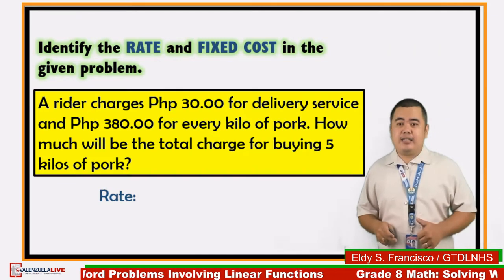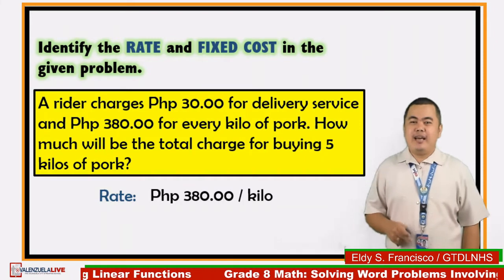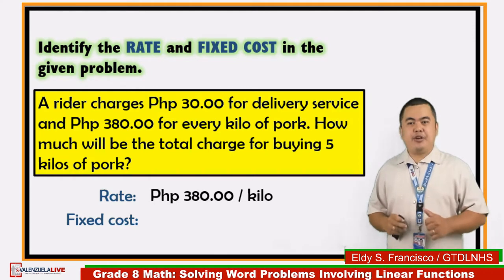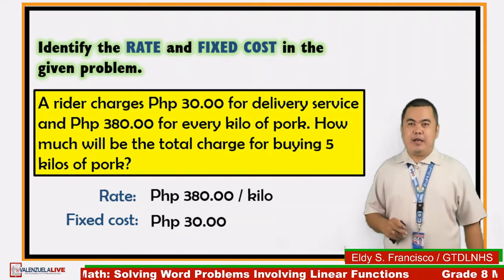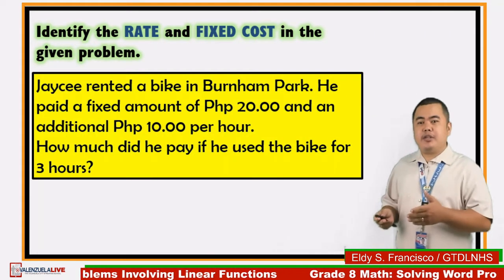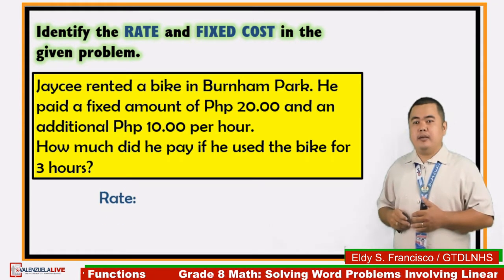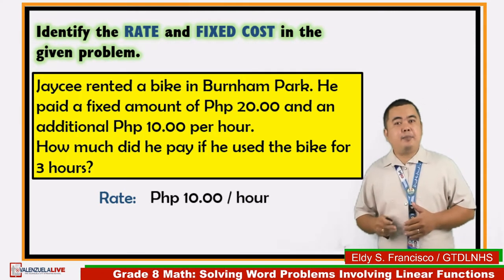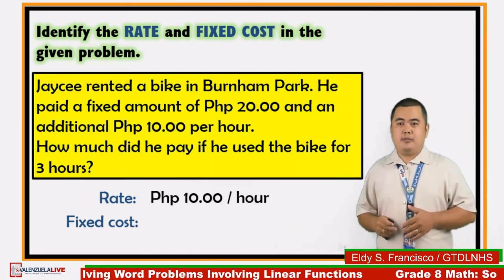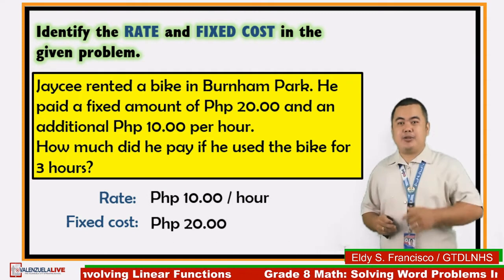Yes, that is 380 pesos per kilo. Very good. Next, how about the fixed cost? Thank you. That is 30 pesos. Second problem. Which do you think is the rate in this problem? Yes, that is 10 pesos per hour. And how about the fixed cost? Okay, very good. That is 20 pesos.